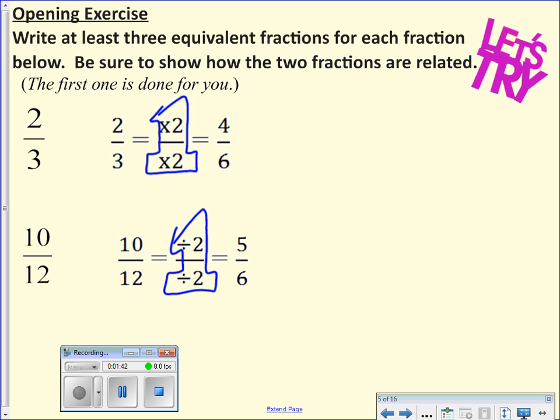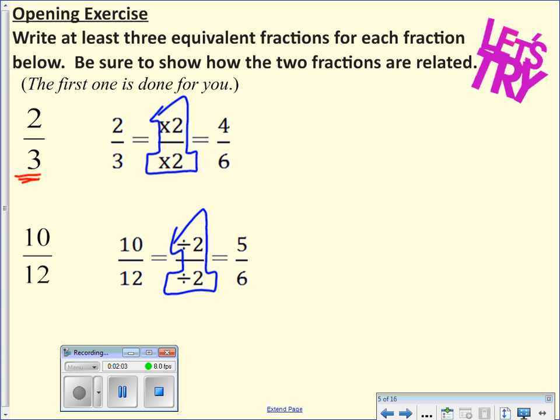Take a look at the opening exercise. Write at least 3 equivalent fractions for each fraction below. Be sure to show how the 2 fractions are related. Old school, going way back to ratios, going way back to elementary school, scaling up, scaling down. So let's take a look at the first fraction, 2/3.